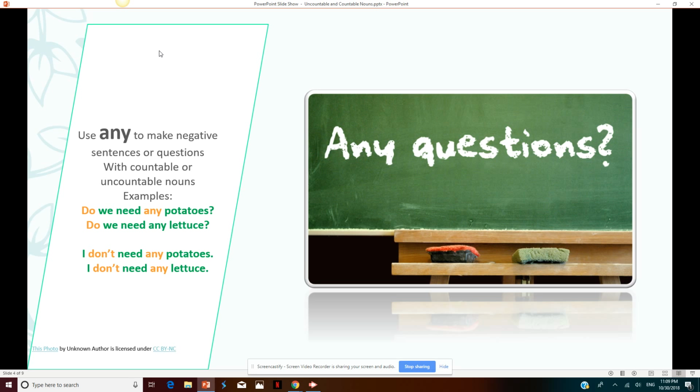Do we need any lettuce? Do we need lettuce? I can say that too. But we just want to learn the different ways that we use this word. So lettuce is an uncountable noun, and I'm using any. With negative sentences, I don't need any potatoes. I don't need any lettuce. To review, we use any to make questions and also to make negative sentences.